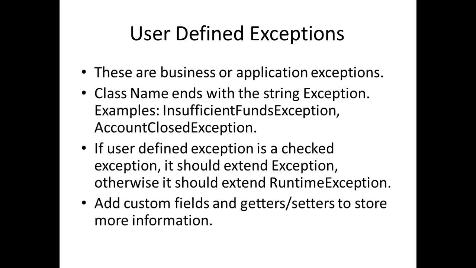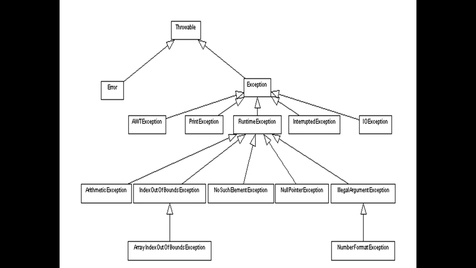And if the user-defined exception is a checked exception, then it should extend the Exception class. If it is an unchecked exception, then it should extend the RuntimeException. So if you go back, you see that from Throwable, you have the Exception and the RuntimeException. If you are creating a business or application exception which is a checked exception, then it should extend the Exception class. And if you are creating an unchecked exception, then it should extend the RuntimeException class.